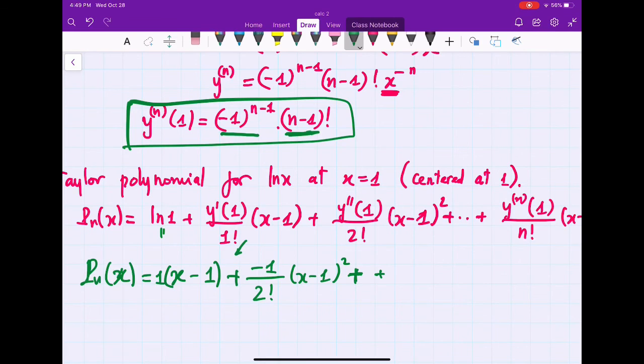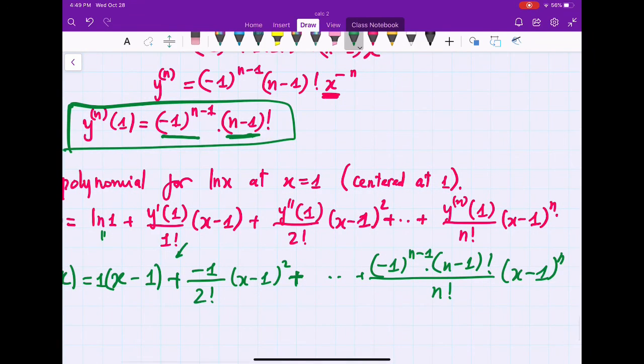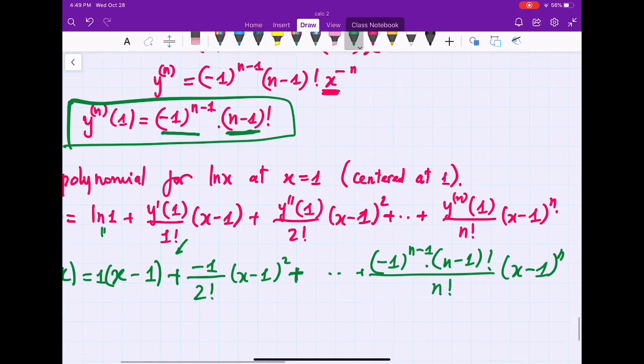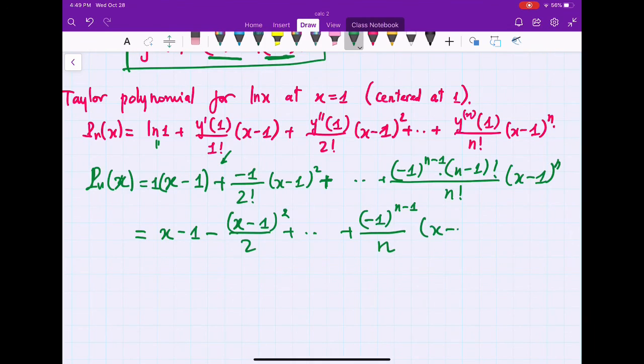Look at this. Okay, let me write here. The general term is negative 1 to the n minus 1 in here. At 1 we already have that. So n minus 1 factorial divided by n factorial times x minus 1 to the n. It looks really good. You see that? So that is x minus 1 in here, minus x minus 1 squared over 2. You see? Plus and so on, plus negative 1 to the n minus 1. The n minus 1 factorial simplifies with the n factorial. That is just 1 over n. And here I have x minus 1 to the n. Does that make sense?